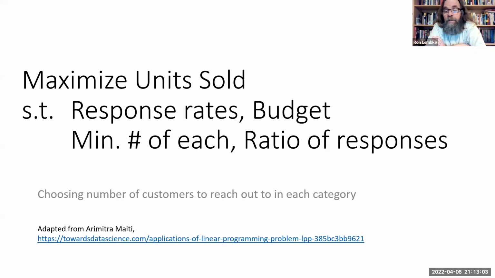In this problem, we are maximizing the number of units sold, and then we have some constraints. We know what the response rates are going to be, we know how much budget we have to spend, we know how many responses we hope to get, and there's a ratio between those. So we're trying to figure out how many customers to reach out to in each of, in this case, only 2 different categories of customers. And this is adapted, taken from the example that we discussed, and the link is there.